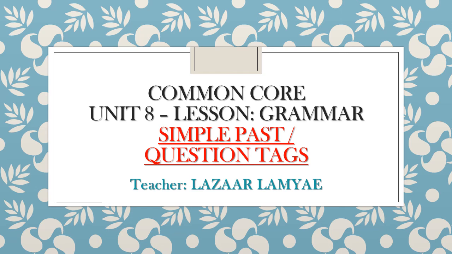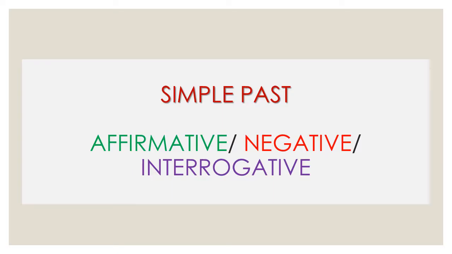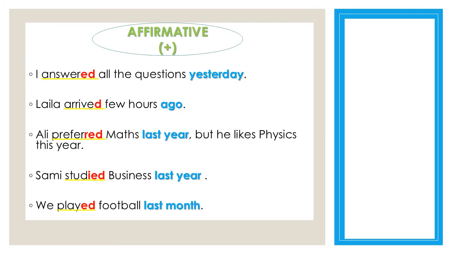Hello everyone. Today's lesson is about simple past. It's going to be divided into two sections: simple past with all its forms, and question tags. Let's start with simple past. We're going to see the simple past with three forms: affirmative, negative, and interrogative.